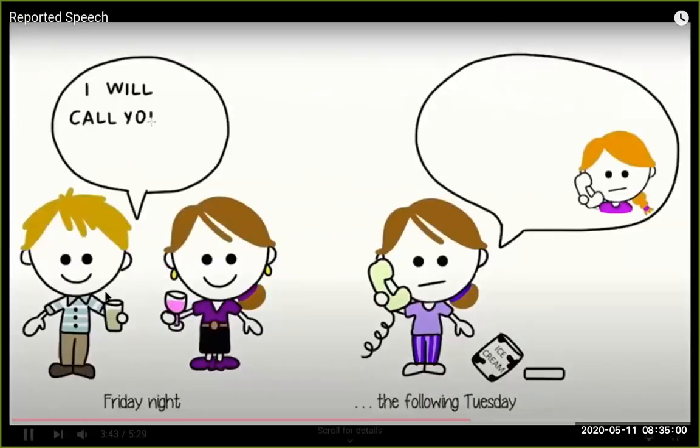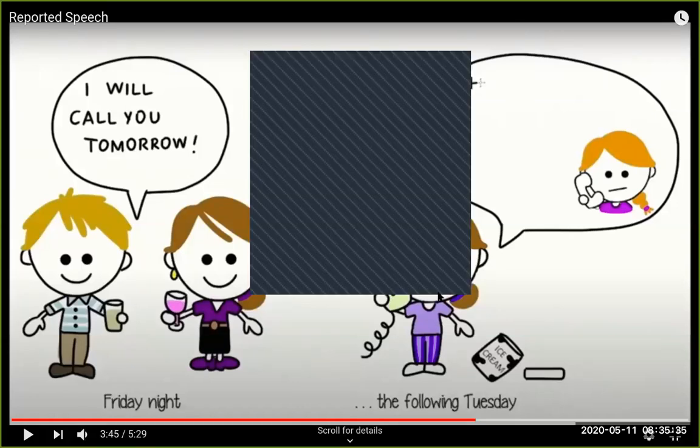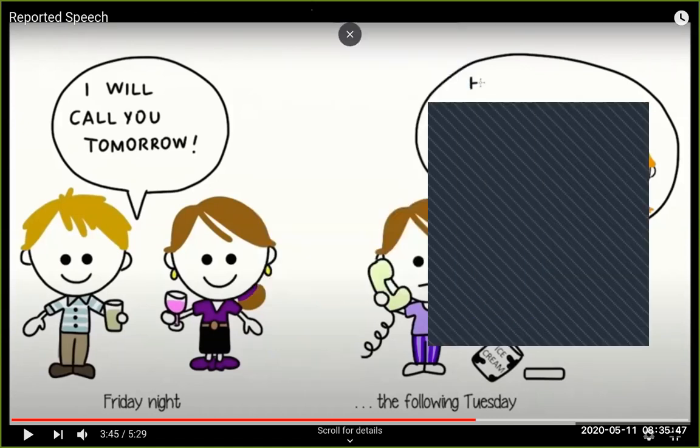For example, the boy says to the girl, all right, so what do you think? We've got a guy talking to a girl, indicating here that it happened last Friday night: "I will call you tomorrow." So he's telling her Friday night that he will call her tomorrow. What do you think? How would you convert or change this to the reported speech? Feel free to upload it to the chat, or if you want to unmute your mic and offer your suggestion, that would be great too.